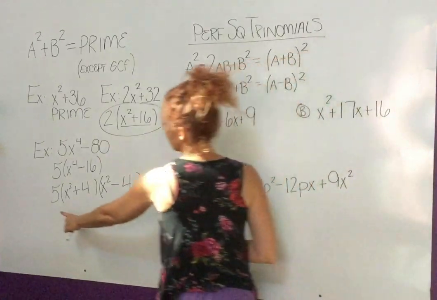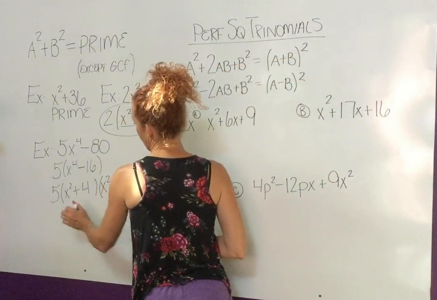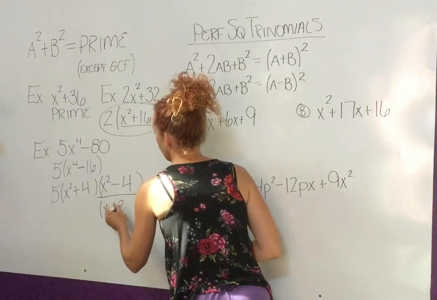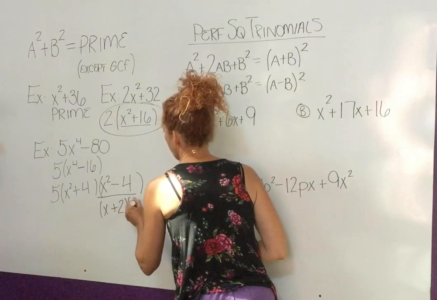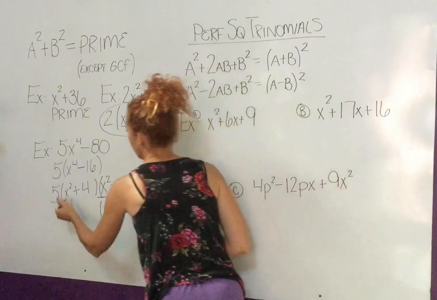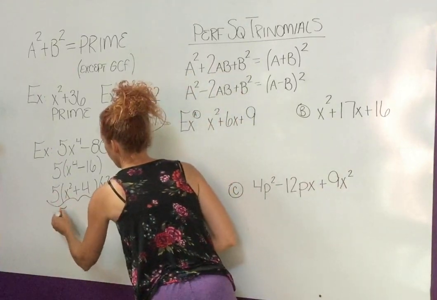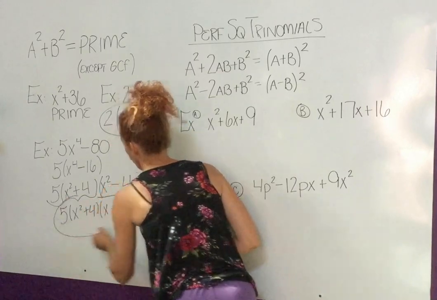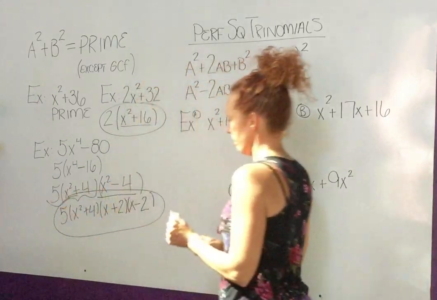This is done. This piece is done. This piece can continue to x plus 2, x minus 2, and so then this part just gets rewritten, and that is your final answer.